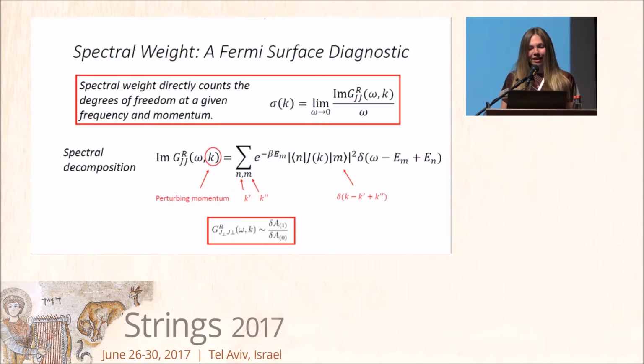So the diagnostic that we use in order to see whether we have a Fermi surface is called the low energy spectral weight. This is a quantity that directly calculates the charge degrees of freedom at a given frequency and momentum, as evidenced by the spectral decomposition. And furthermore, it can be calculated holographically via the boundary values of bulk gauge fields.